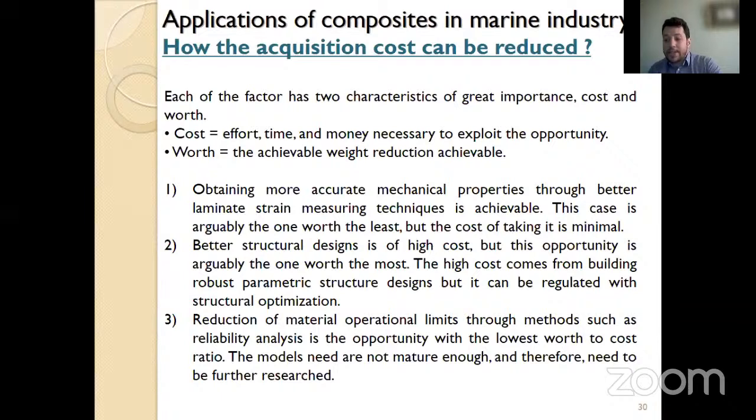Secondly, better structural design is of high cost, but this opportunity is arguably the one of most worth. The high cost comes from building a robust parametric structure design, but it can be reduced with structural optimization. And finally, reduction of material operational limits through methods such as reliability analysis is the opportunity with the lowest worth to cost ratio. The models are not mature enough, and therefore need to be further researched.